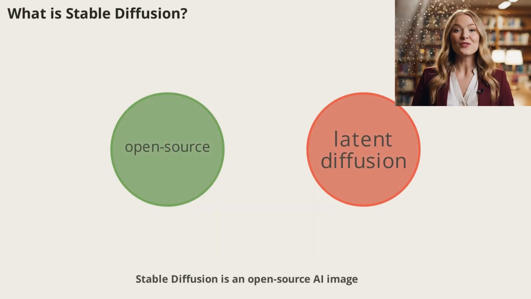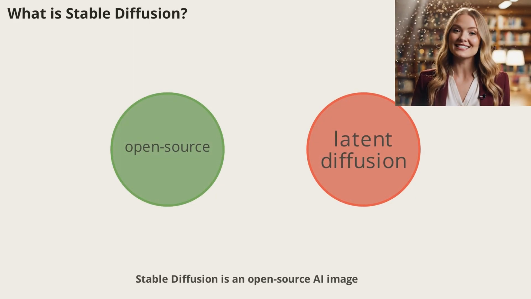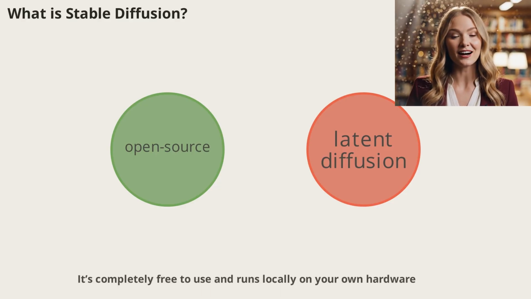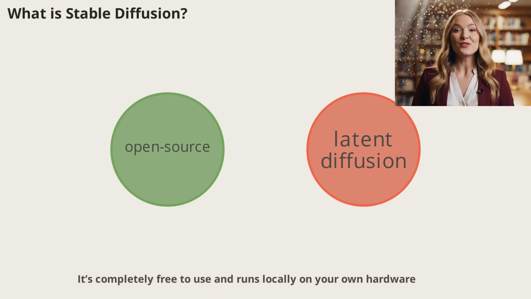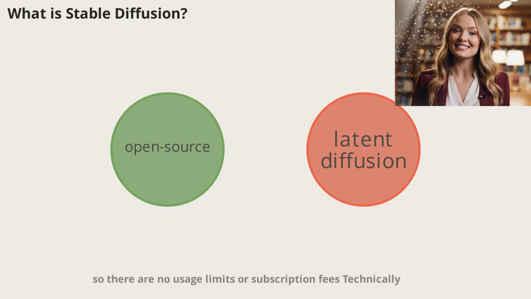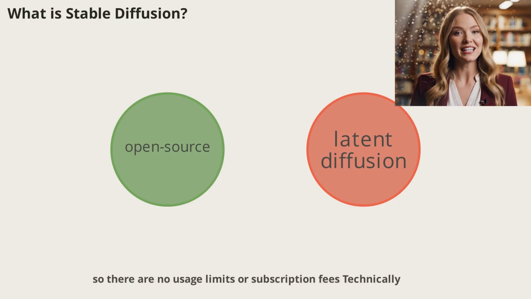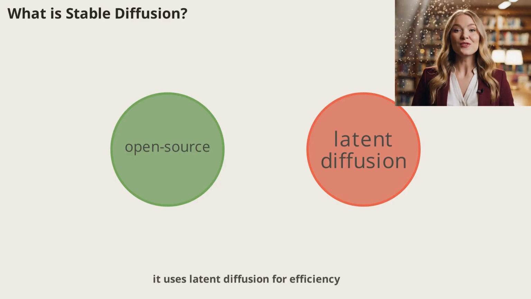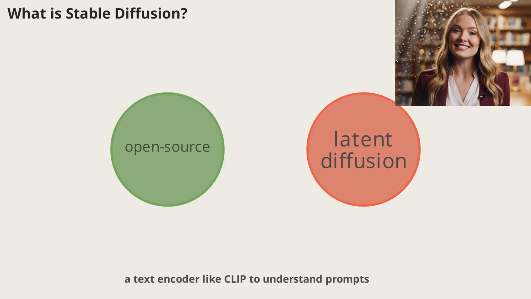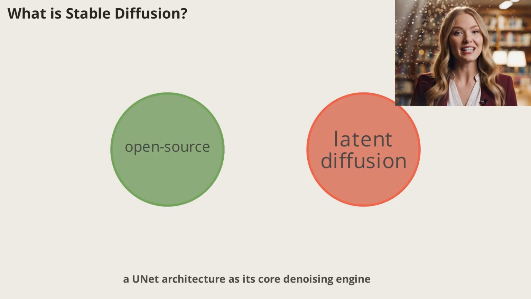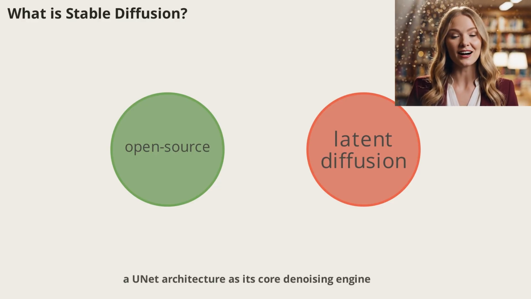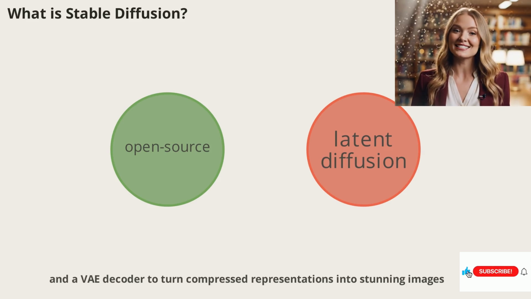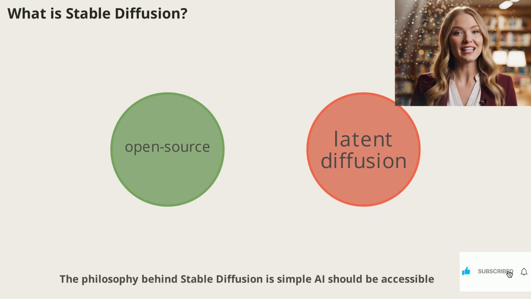Stable Diffusion is an open-source AI image generation model released by Stability AI in 2022. It's completely free to use and runs locally on your own hardware, so there are no usage limits or subscription fees. Technically, it uses latent diffusion for efficiency, a text encoder like CLIP to understand prompts, a UNet architecture as its core denoising engine, and a VAE decoder to turn compressed representations into stunning images.